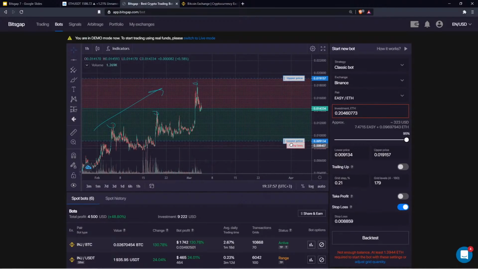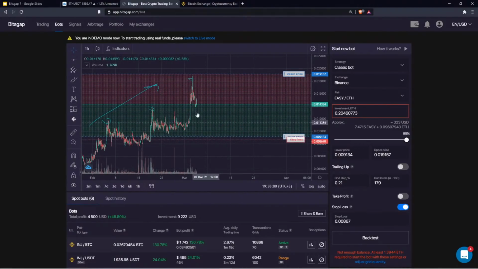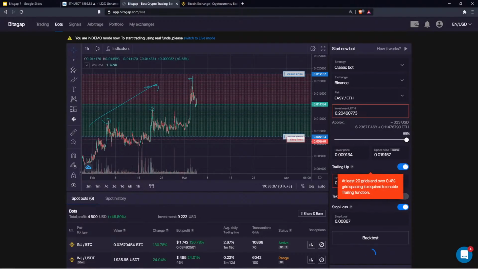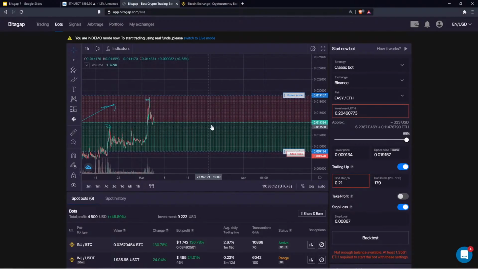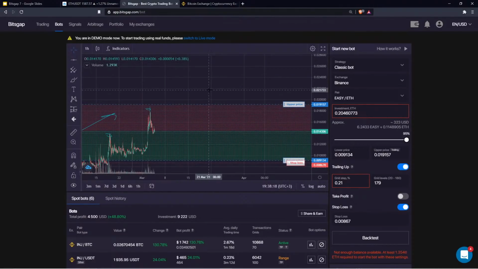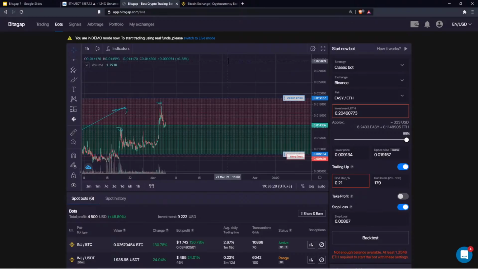Stop loss below, just in case it falls, which is something that we don't want to see, but it might happen. And you enable the trailing up, which will let the bot adjust to follow the rally accordingly. Okay, so that's how you can trade EOS to Ethereum, for example.